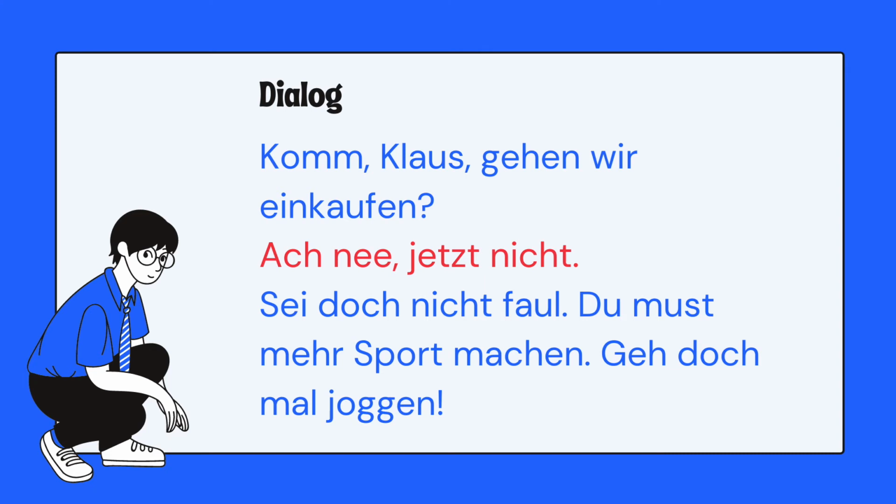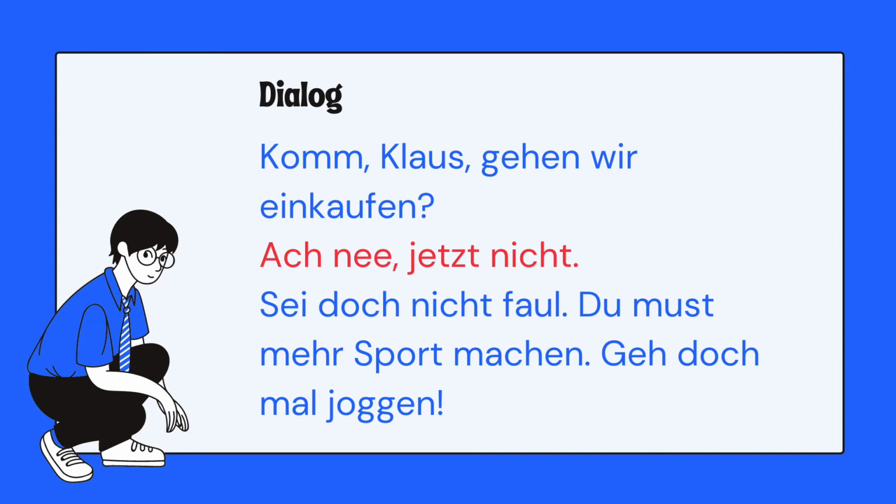So on this slide, we can see some dialogues. So this dialogue is related with the imperative forms that we learned today. So on the first one, it says, Komm Klaus, gehen wir einkaufen. So it says, Klaus, come here, we go to buy something. Ach nee, jetzt nicht. And Klaus says, oh no, not now.